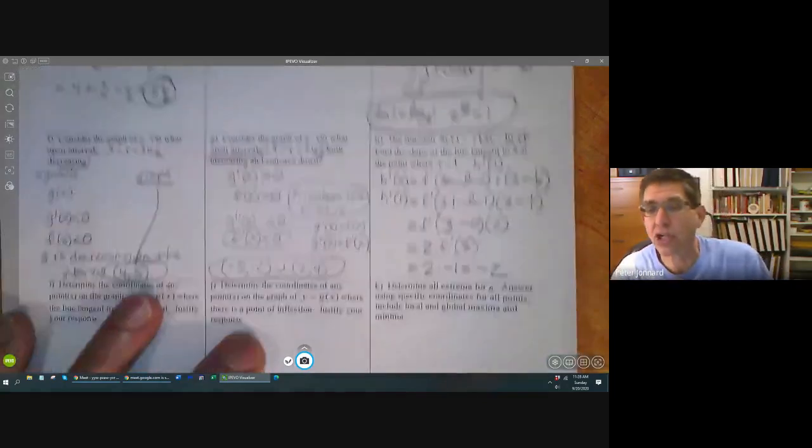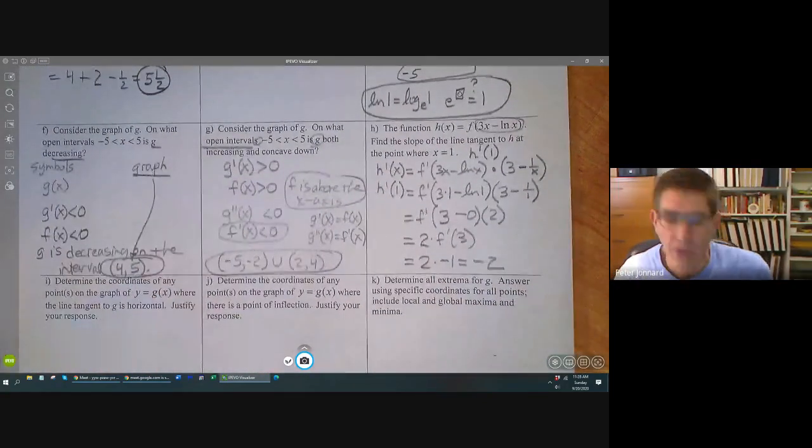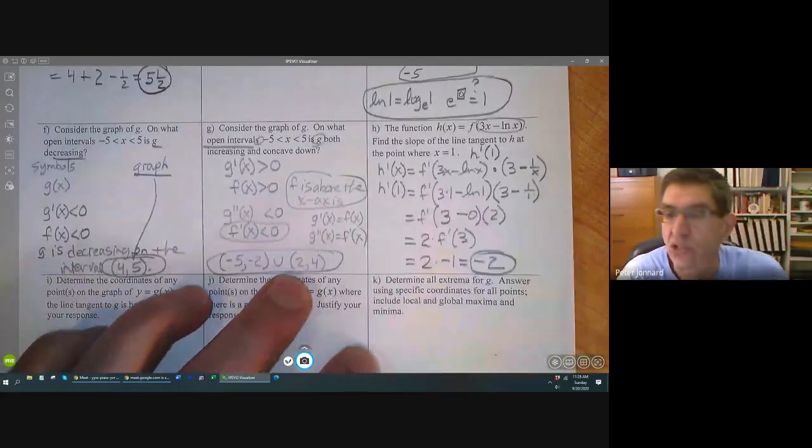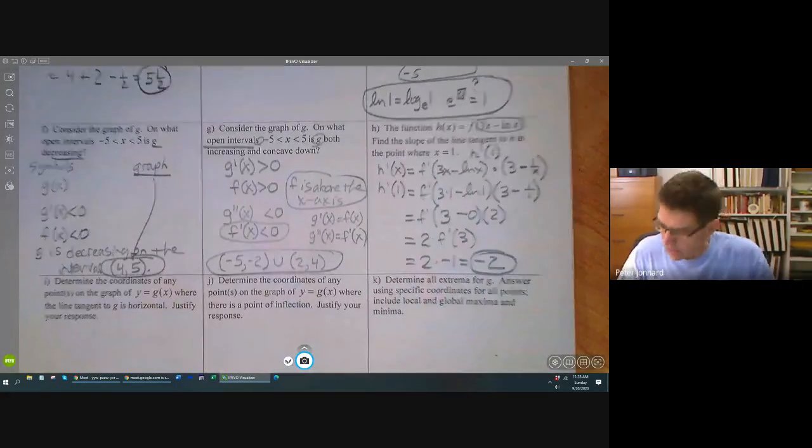Okay, did it ask for the equation or just the slope? It just asked for the slope, okay? And so there's my answer. That's the slope, okay?